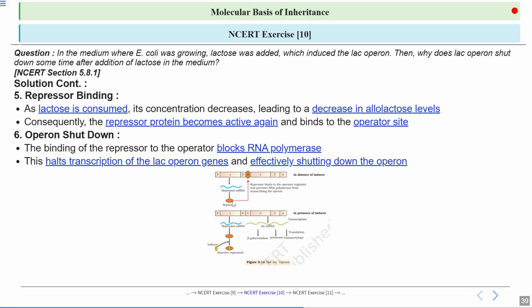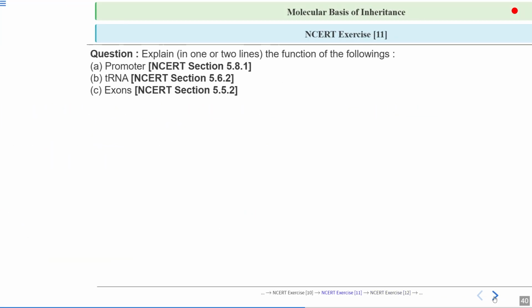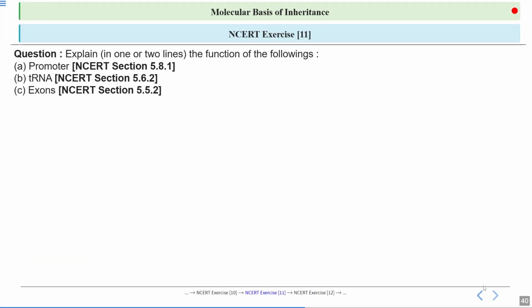So now what will happen? This repressor will go and bind to the operator region, and now this will do what? It will prevent RNA polymerase from binding to the promoter site, and what will happen? This halts transcription of the lac operon genes, and effectively it will shut down the operon. So it is doing what? It is preventing RNA polymerase from transcribing this operon. So this is how it will stop after some time of adding lactose in the media.